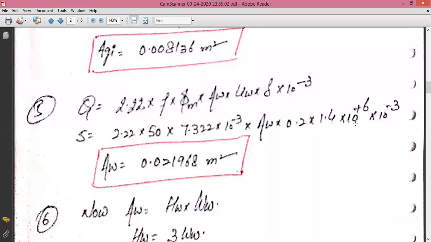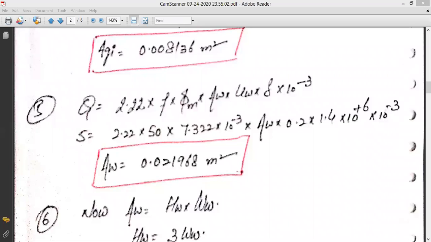So, shall I continue? How much difference did you get? Sir, 0.02197. No issue at all. It will be 0.021968. Now, I will tell you that in a design, there are slight changes in the answers. So you get the value, that is AW is equal to 0.021968. Shall I continue next?